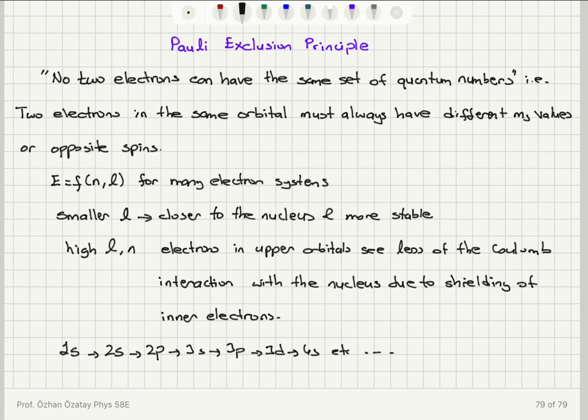The energy for many-electron systems is a function of the principal quantum number n and the orbital angular momentum quantum number l. If we have a small l, the electron is closer to the nucleus and in a more stable orbital. If we have a high l and n, electrons are in the upper orbitals. They see less of the Coulomb interaction with the nucleus due to shielding by electrons in the inner shells. So that makes these orbitals less stable in that sense.